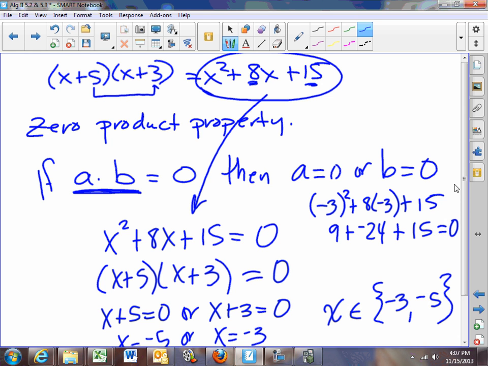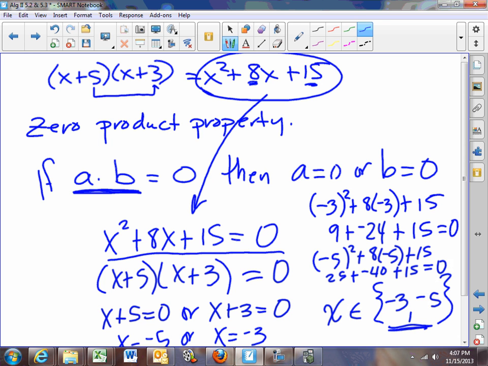And let's try negative 5. Negative 5 squared plus 8 times negative 5 plus 15. Well, negative 5 squared is 25. 8 times negative 5 is negative 40, plus 15. Now, when we add 25 and negative 40 together, we get negative 15, and negative 15 plus 15 is 0, so that one checks as well. So notice we got two numbers that actually make this equation true. It's kind of what we're expecting.